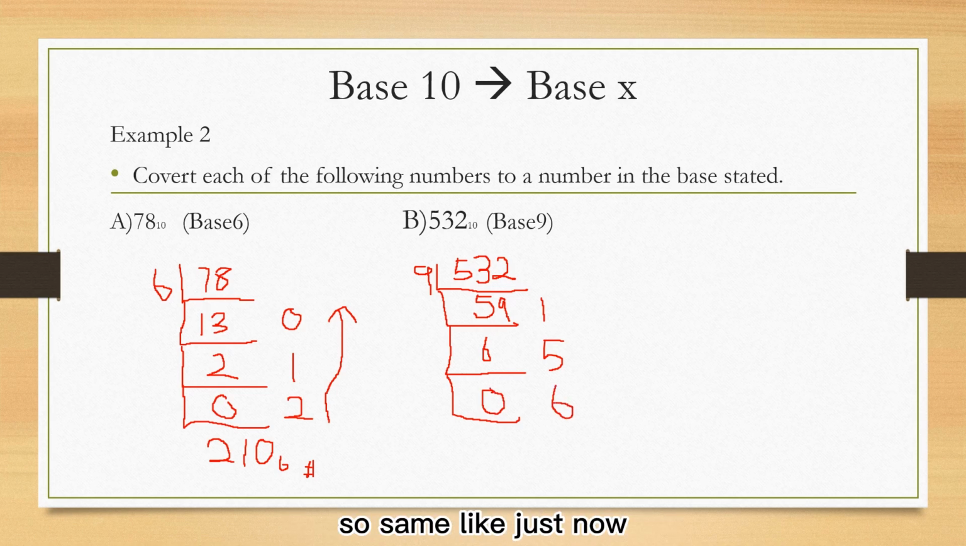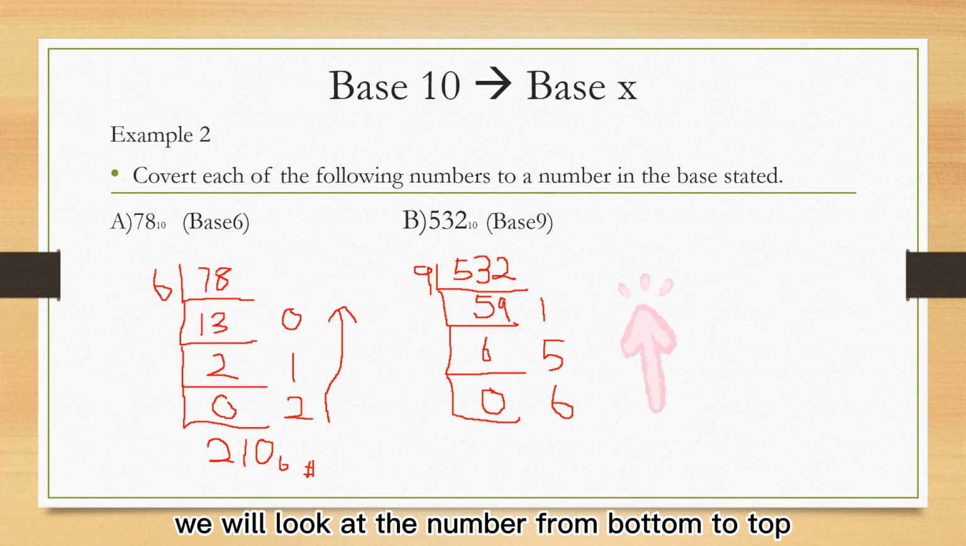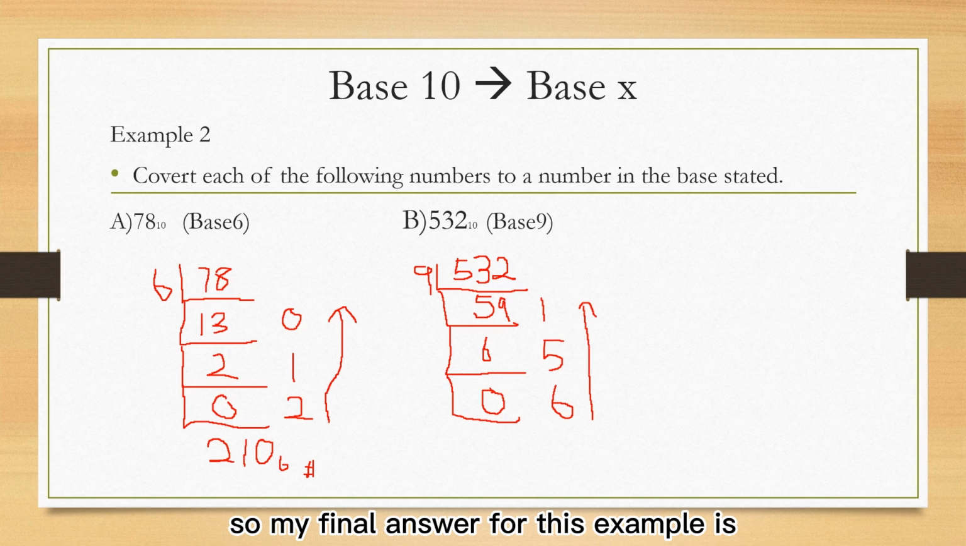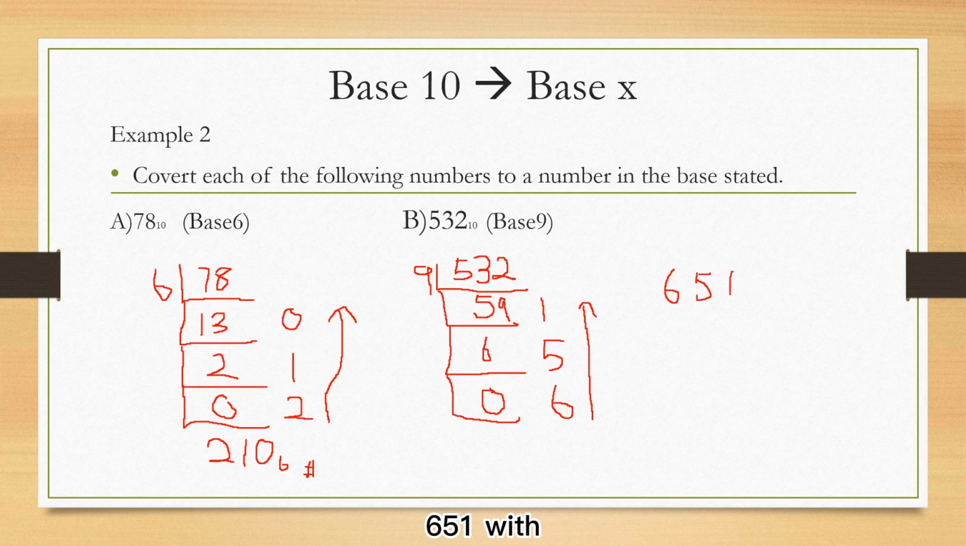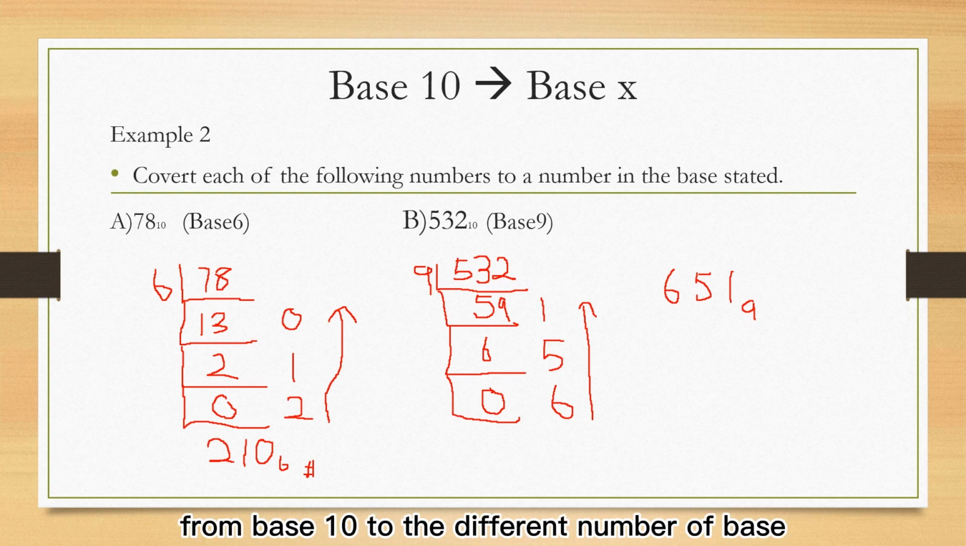Same as just now, we read the numbers from down to up. So my final answer for this is 651 in base 9. So that's how we convert from base 10 to a different number base.